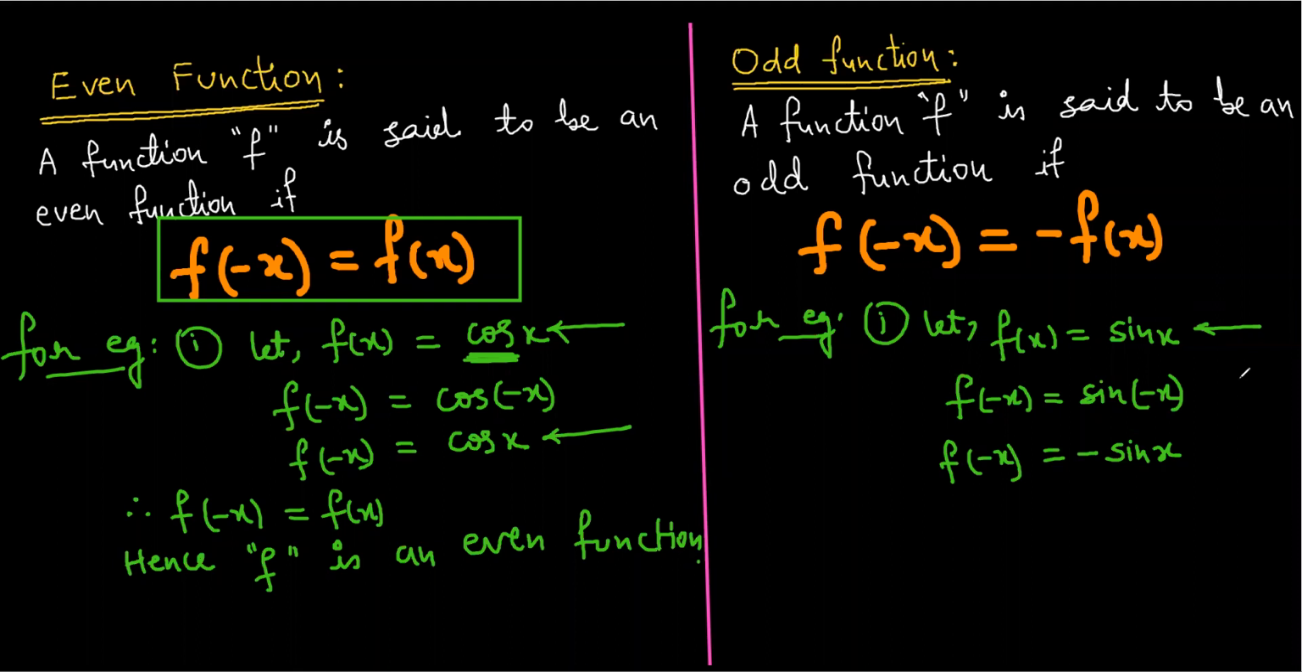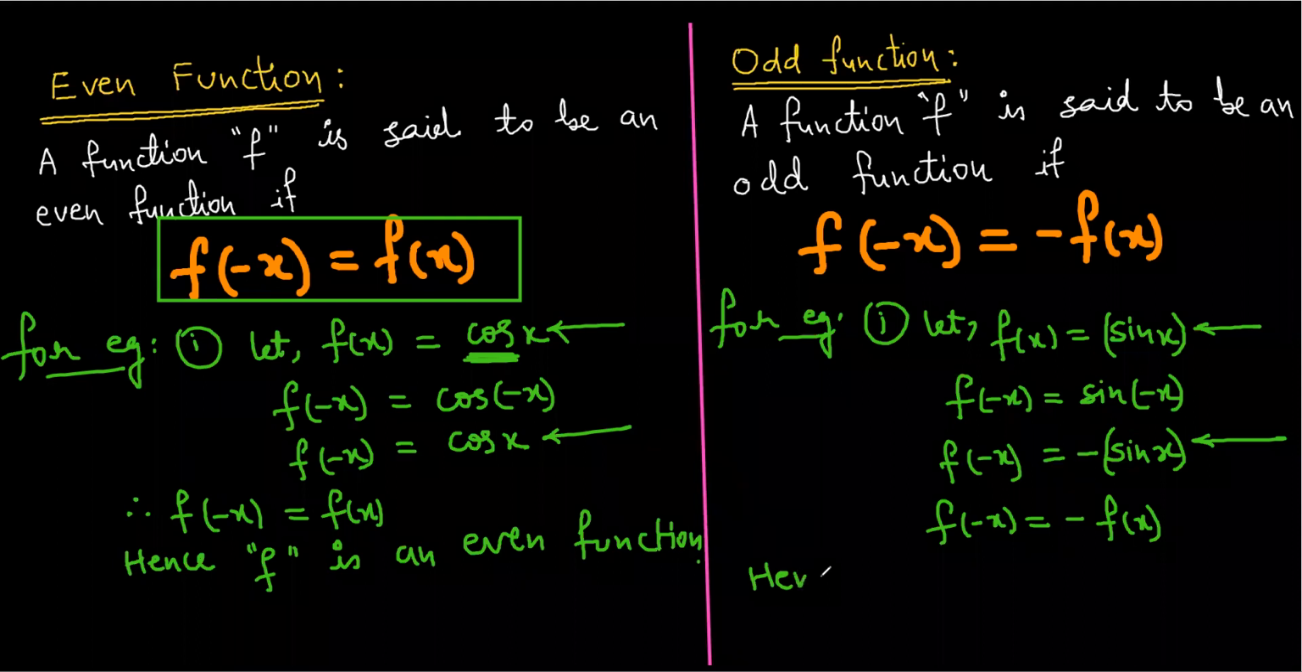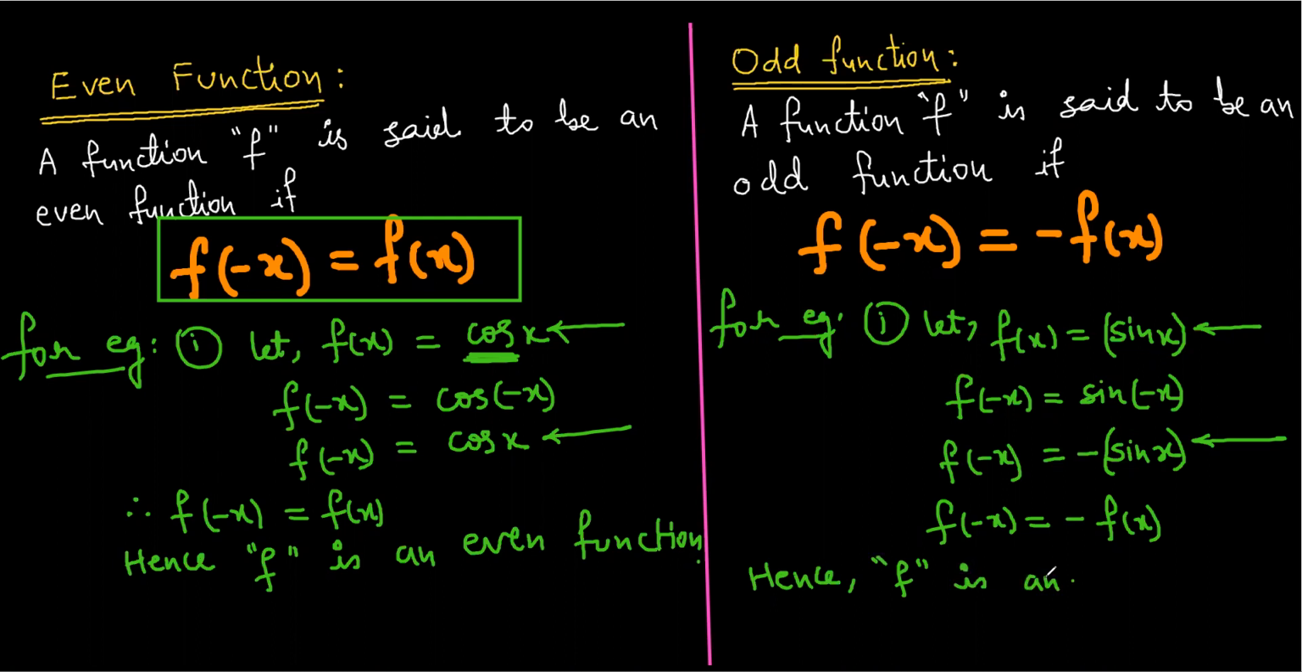Now this time what you notice, f of x and f of negative x, they are not equal. What you notice is sine of x is equal to f of x. So here I can write f of x. So I will get f of negative x is equal to negative f of x, and hence I can say f is an odd function.